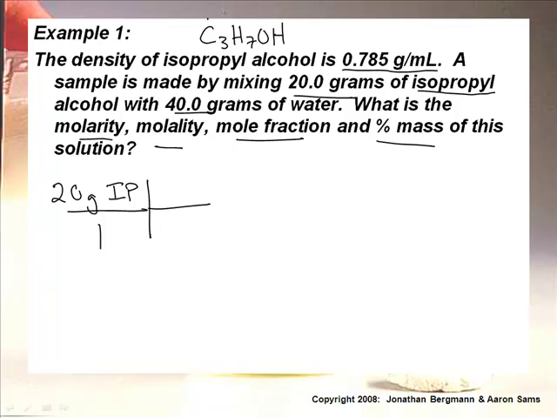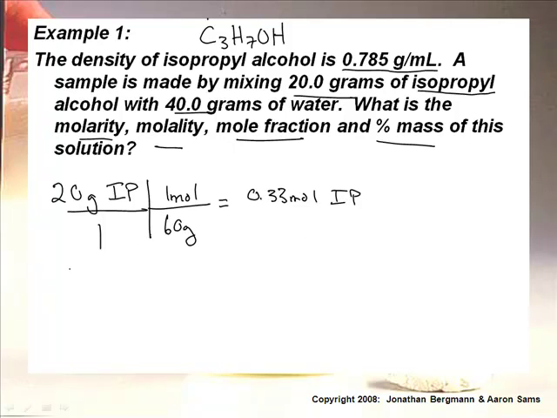C3H7OH. So, Mr. Sams, what is the molar mass of C3H7OH? I suppose I should be calculating that, shouldn't I? 36, 7, 16, 1. That's 60. So 60 grams in 1 mole. So how many moles of isopropyl alcohol are there? 20 over 60, or one third, 0.33 moles. I'll just use IP for isopropyl alcohol.